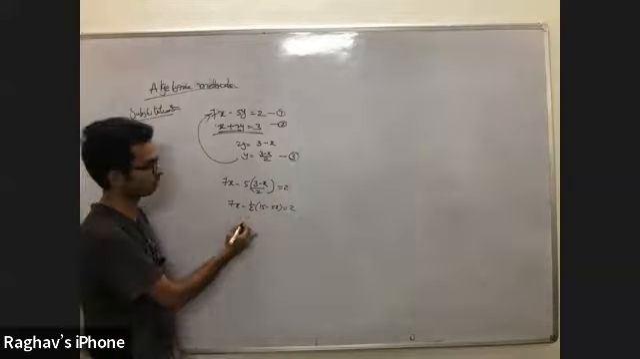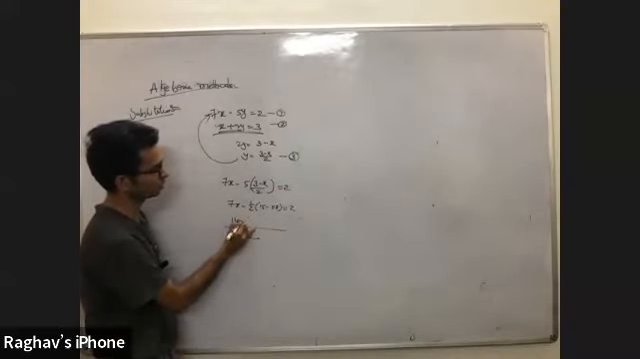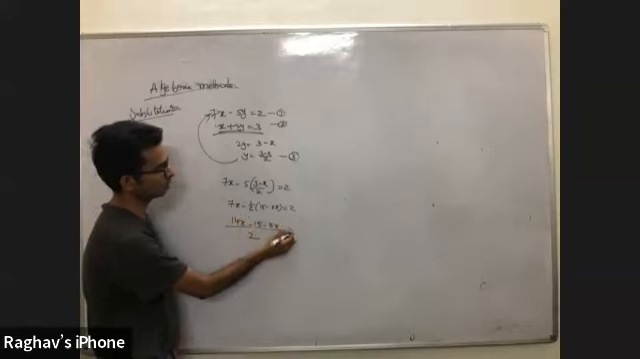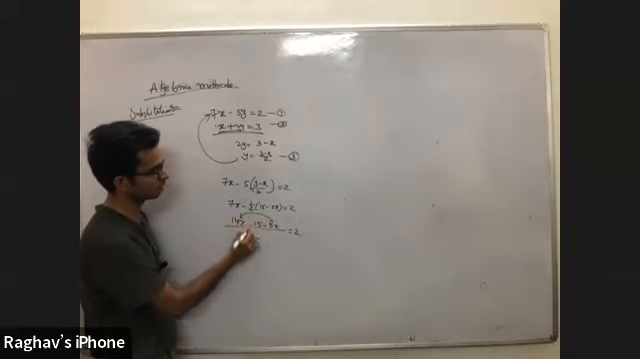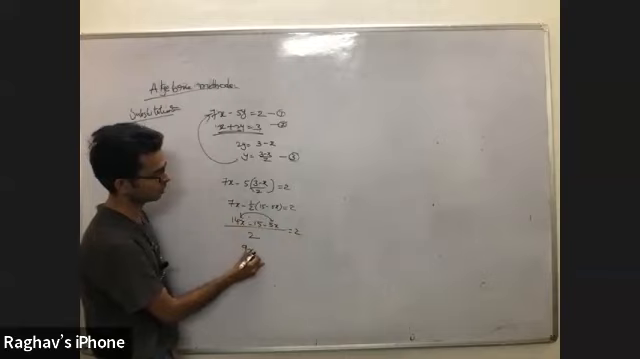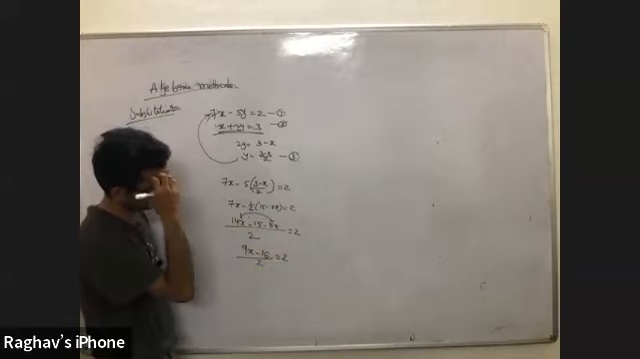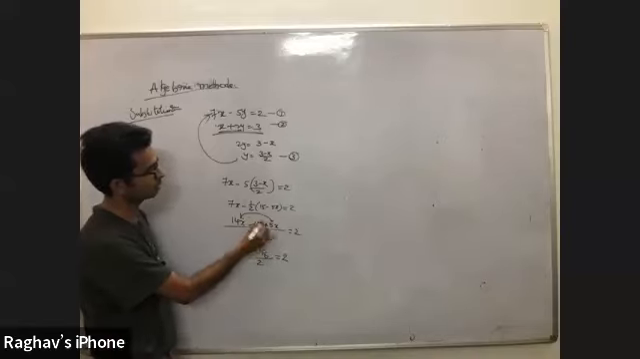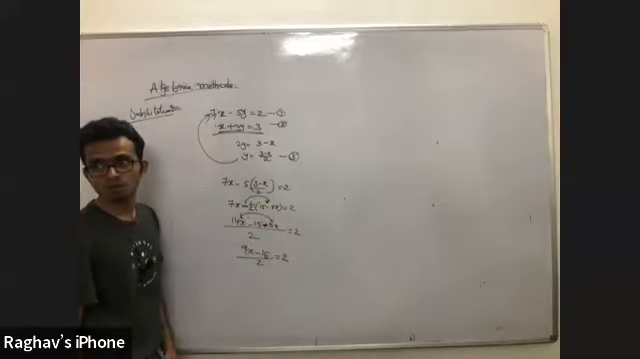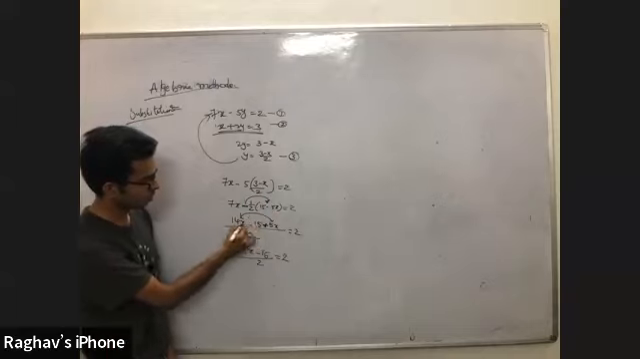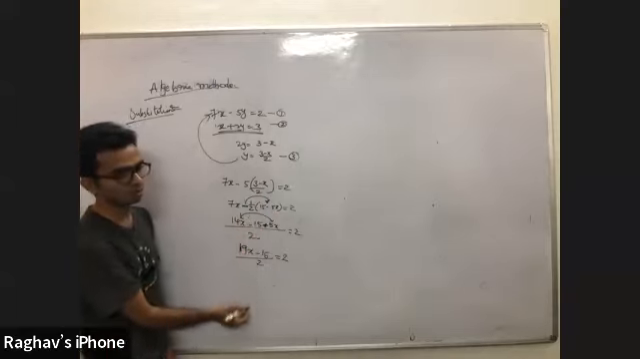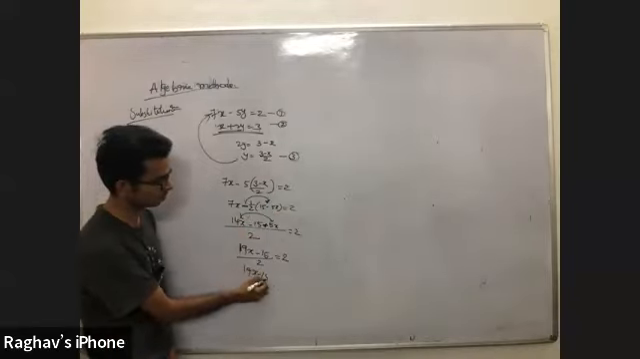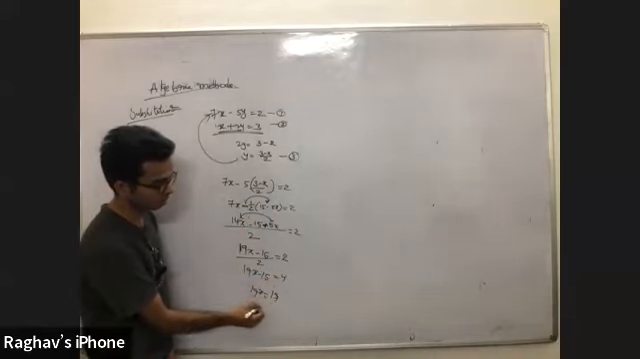so now we can do LCM, right? 14x minus 15 minus 5x equal to 2. Is something wrong somewhere? Oh, minus 15 plus, yeah. If you take minus, minus into minus gives plus. So 14 plus 5 is 19. 19x minus 15 equal to 4. 19x equal to 19. X equal to 1.